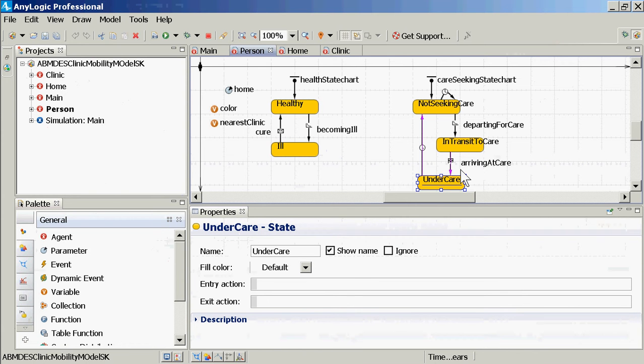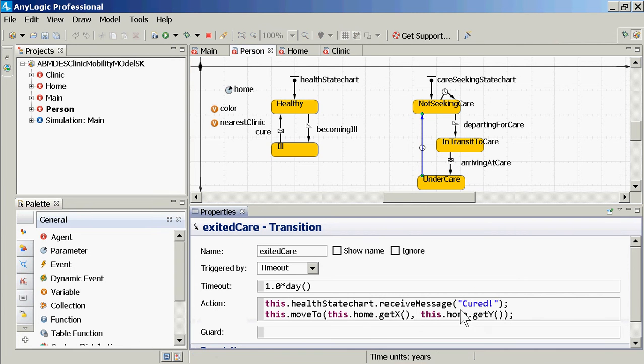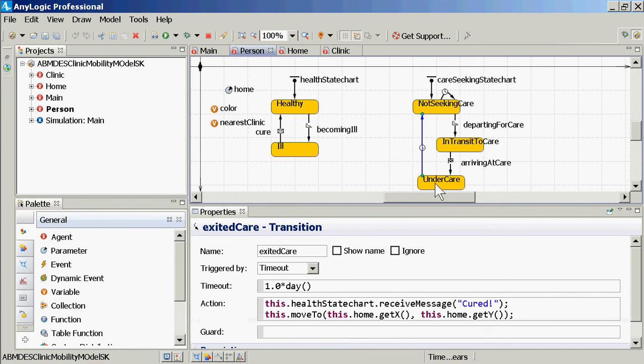Having arrived at care, after a period of 1 day, they received a message that said they were cured, which was sent to this other state chart. We told this other state chart, go receive a message that says cured. Besides changing the state chart to make them healthy again, we also brought them back to the state of not seeking care. So after 1 day's time under care, they went back to the state of not seeking care anymore.